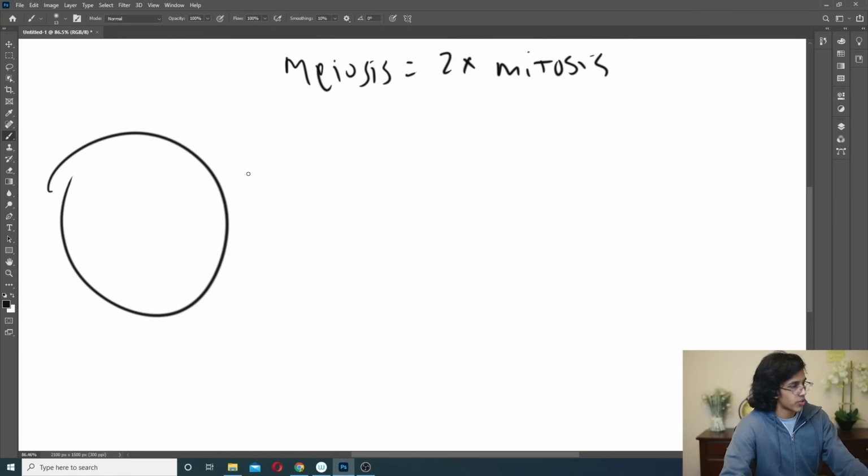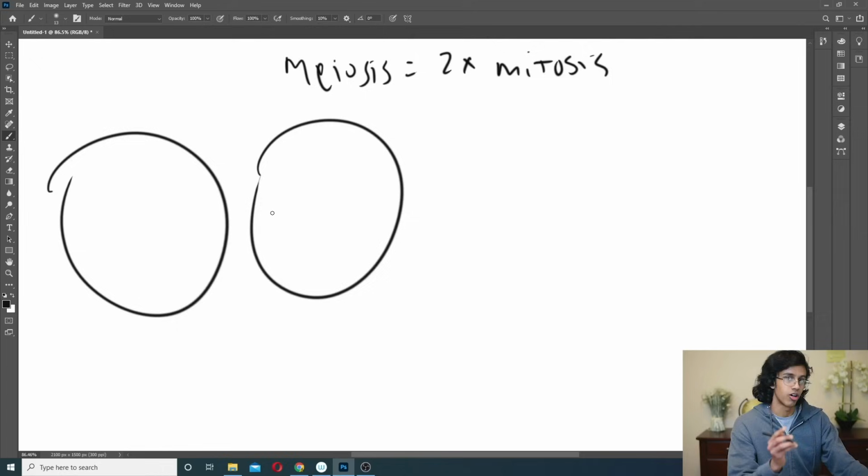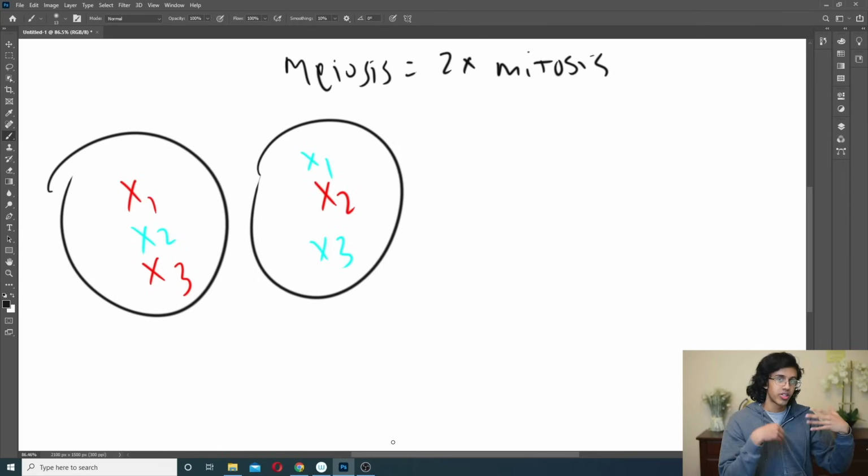Okay, so after telophase and cytokinesis, you're left with 2 cells, right? And now they both have half as many chromosomes, right? You might have started with 46, your diploid number, but now we're at half as many, right? Haploid, right? Diploid is 2, haploid is half. Very cool. So now we do the second mitosis, right?